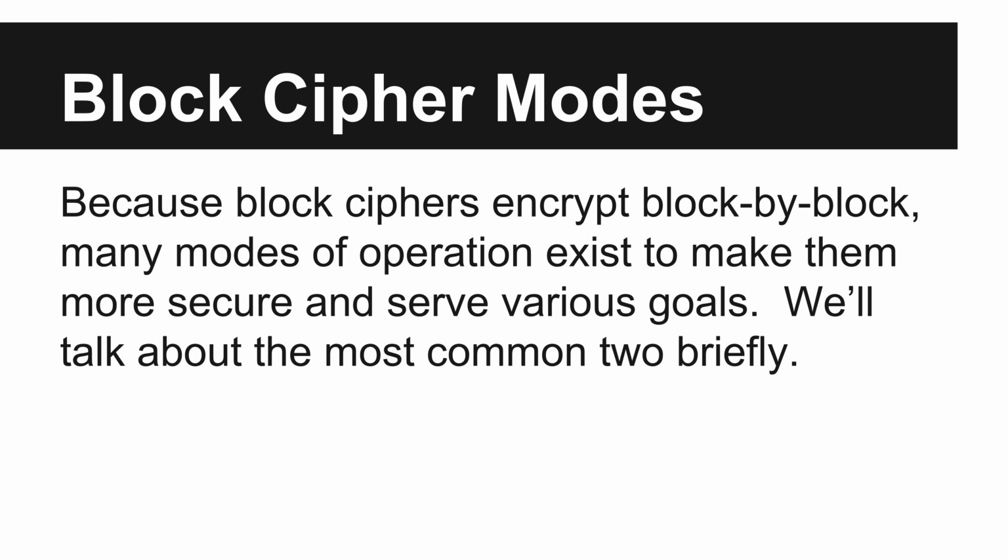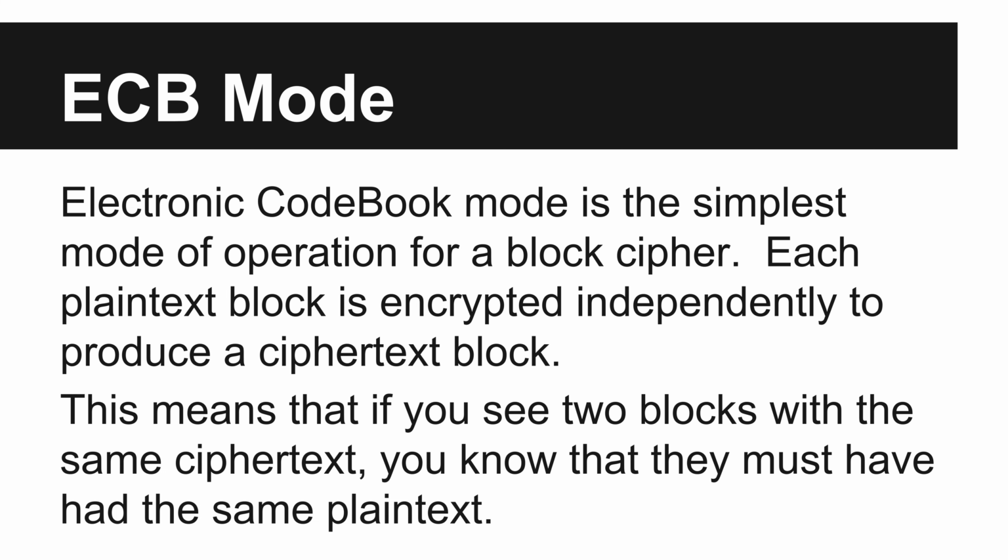Because of the blockwise encryption nature of block ciphers, many modes of operation exist to make them more secure or to serve various goals. Let's talk about two of them. In electronic codebook mode, better known as ECB, each plaintext block gets encrypted with the key to produce a ciphertext block. That means that if you have two blocks with the same ciphertext, you know they must have the same plaintext.